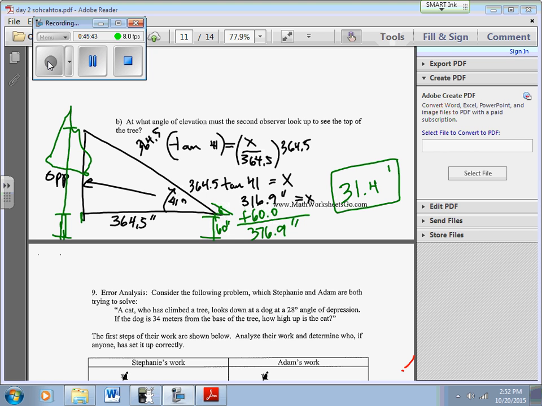Okay. Notice I didn't need a big old ladder to get to the top. I can kind of estimate. Now, if our angles are off by a little bit, even just the angle off by a little bit changes the answer. Okay?